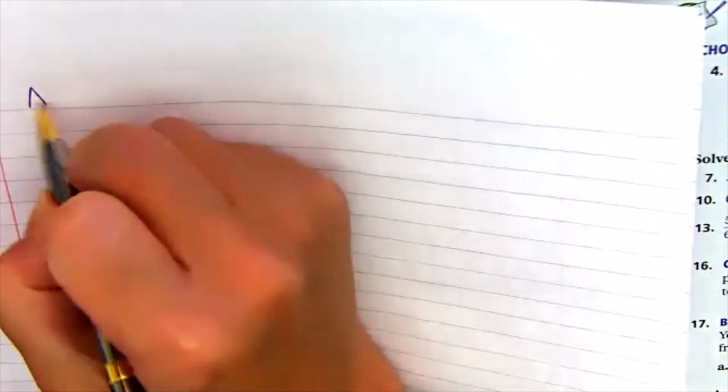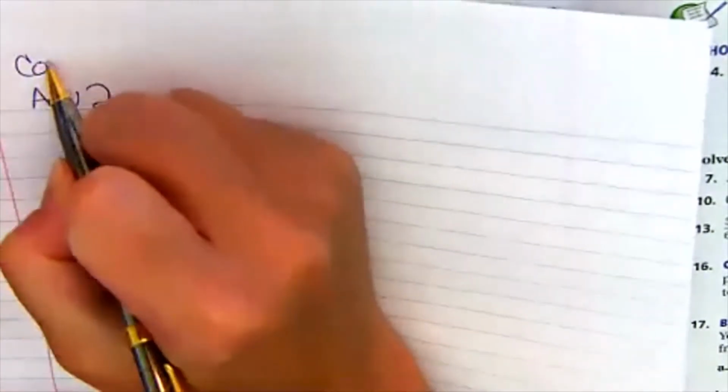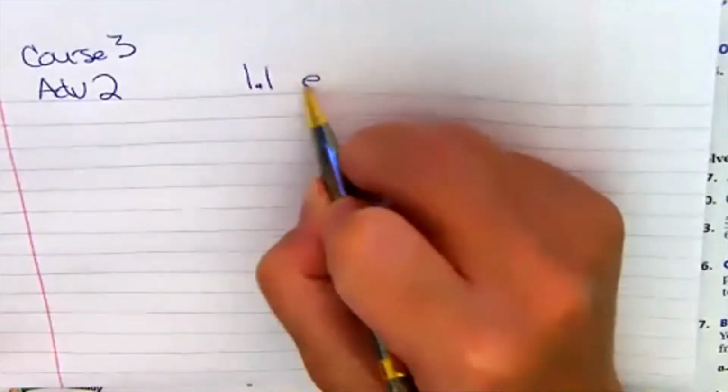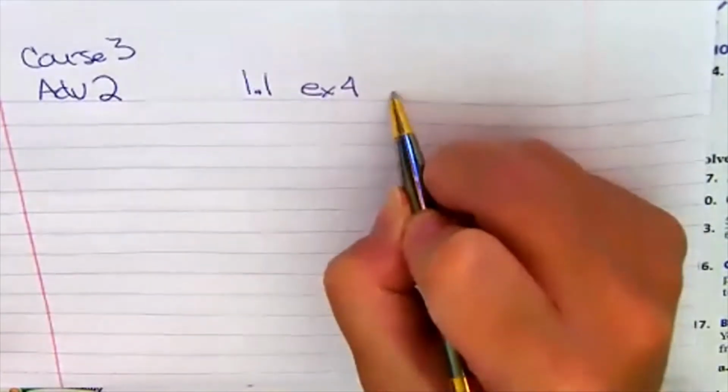Okay, we're going to start today. We are working in Advanced 2. If you're Math 7, it's Advanced 2. If you're Math 8, it is Course 3. Advanced 2, Course 3, they are the same thing. We are still working in Lesson 1.1, Example 4, page 6.